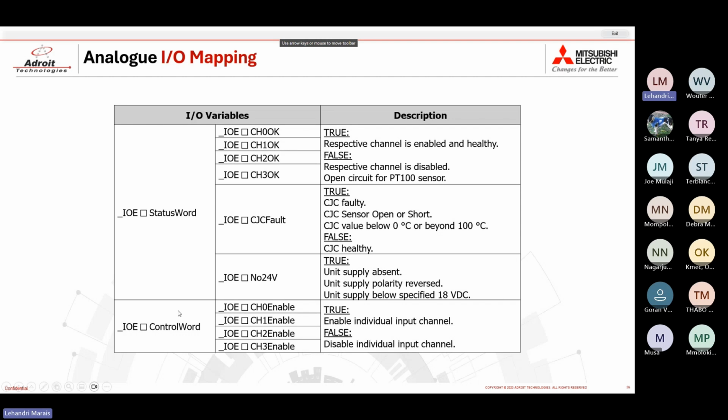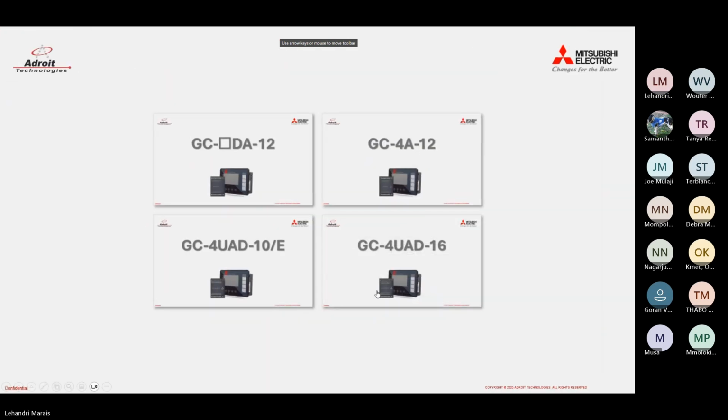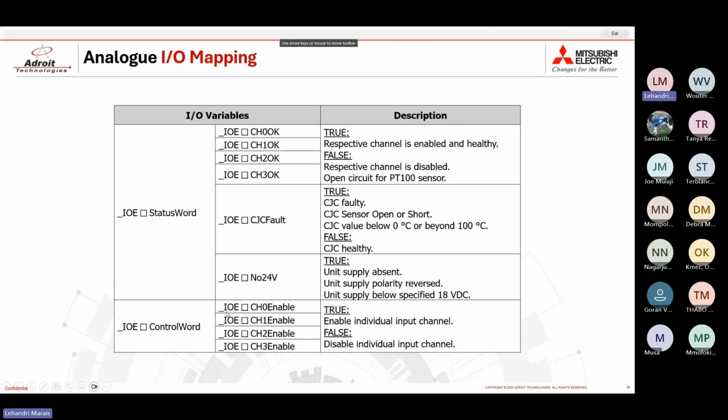These are once again your I/O variables for your input module. Now, once again, you have your enable variables, so IOE, whatever slot this is in, and then enabling this enables the channel. And this indicates whether the channel is enabled, the control word now.